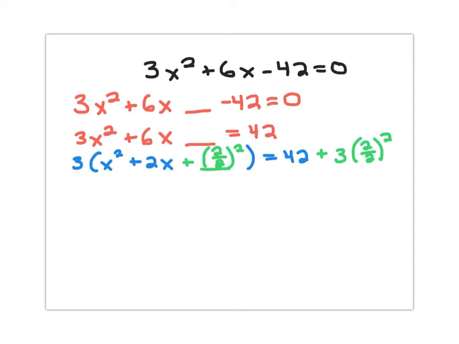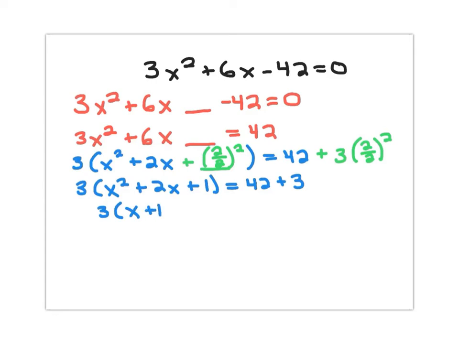Now we'll factor that to create our perfect square trinomial. So 2 divided by 2 is 1, 1 squared is 1. That'll give us 3x squared plus 2x plus 1 equals 42 plus 1 times 3, which is 3. As we do our factoring, this would be 3 times the quantity of x plus 1 squared will equal 45. So now we've completed the square and we've written our perfect square trinomial.